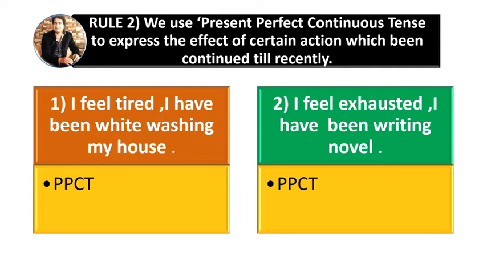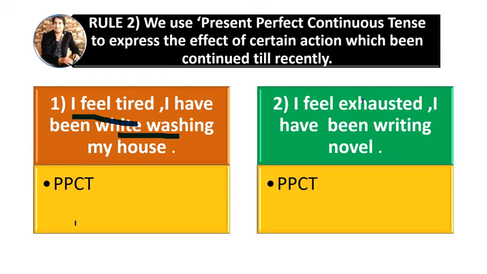For example, I feel tired. I have been whitewashing my house. So here, whitewashing the house is an action, and that action has created an effect, and that's why I have written I feel tired. I have been whitewashing my house. In a similar manner, I feel exhausted. The speaker here is saying I feel exhausted. I have been writing a novel. So here, the effect of the action is that I have been writing a novel.